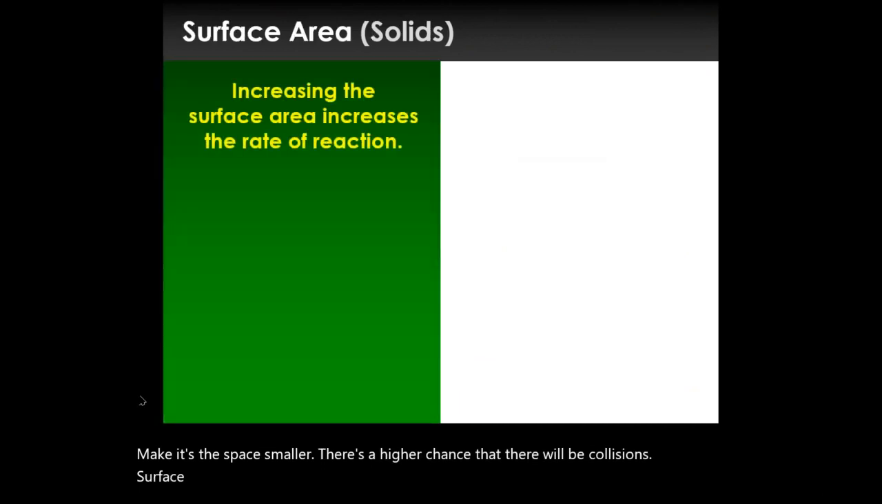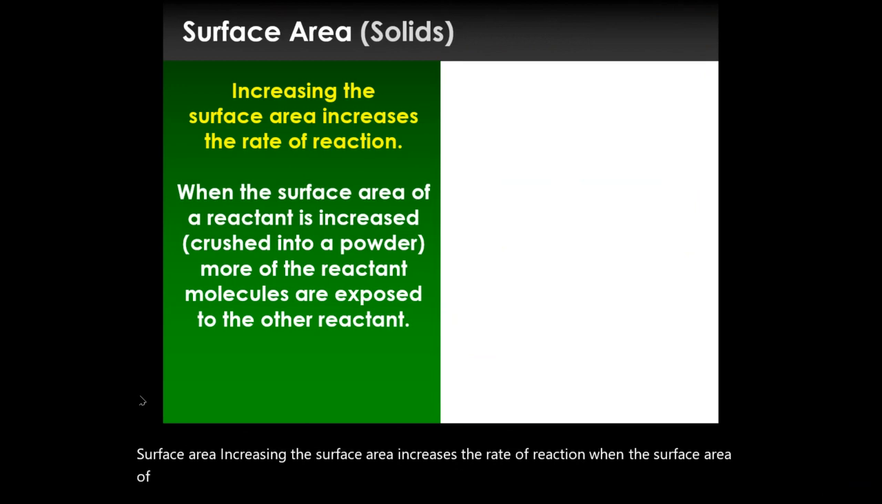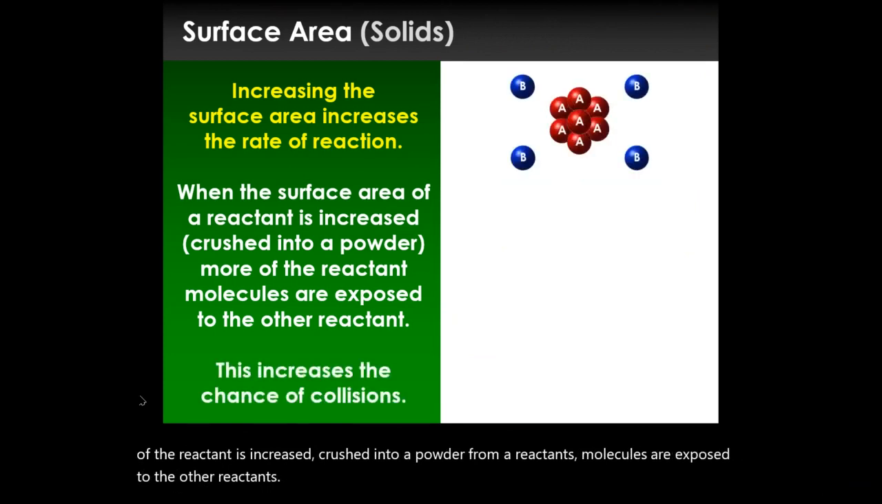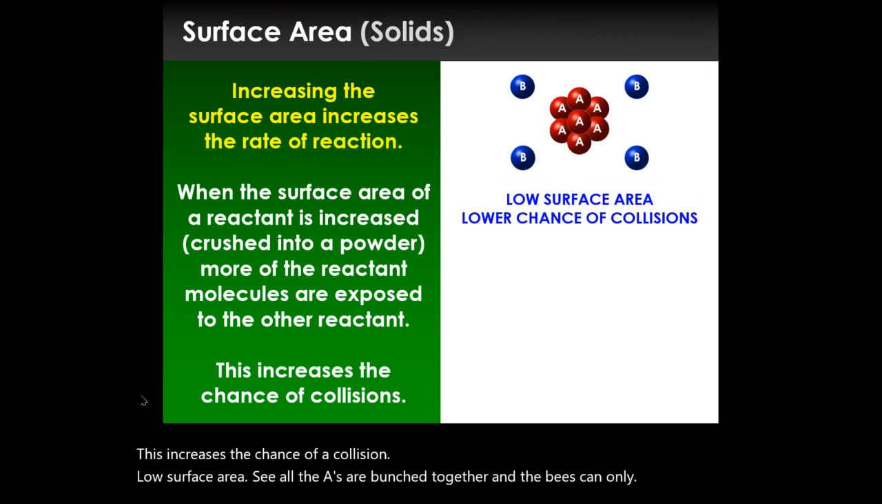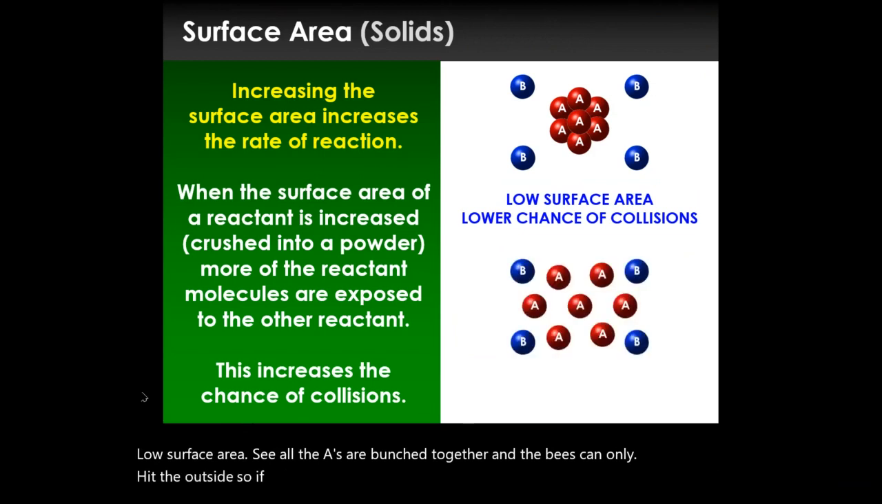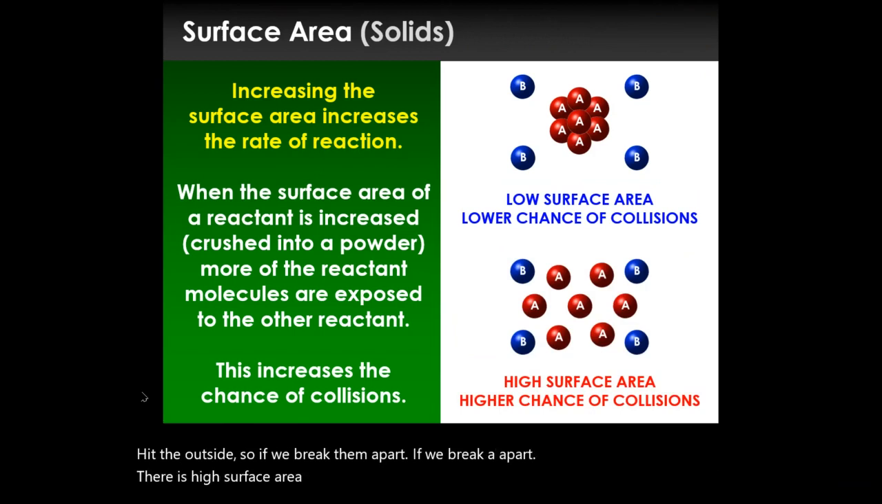Surface area. Increasing the surface area increases the rate of reaction. When the surface area of the reactant is increased, crushed into a powder, molecules are exposed to the other reactants. This increases the chance of a collision. Low surface area: see all the A's are bunched together and the B's can only hit the outside. So if we break A apart, there is high surface area and high chance of collision. So it doesn't just hit the outside, it can hit from all sides.